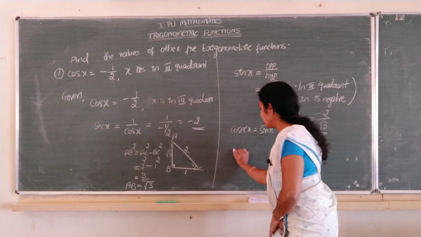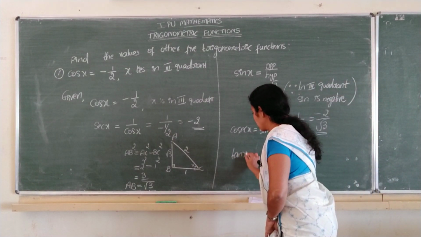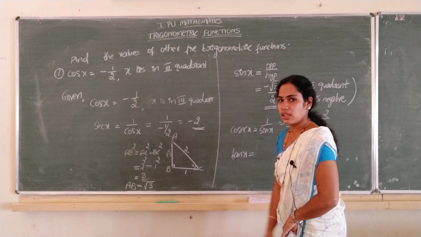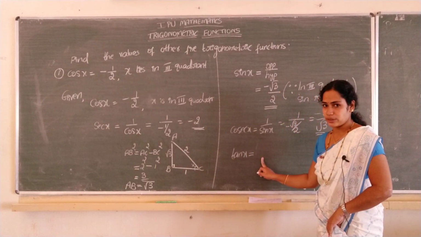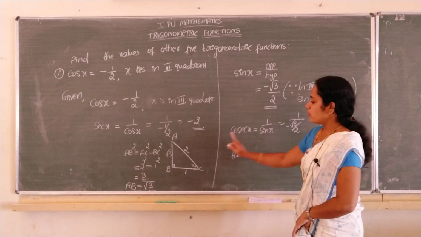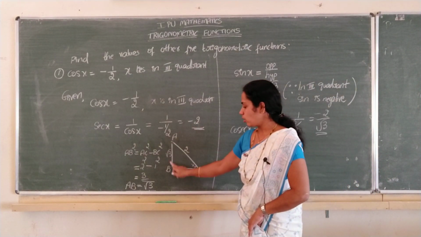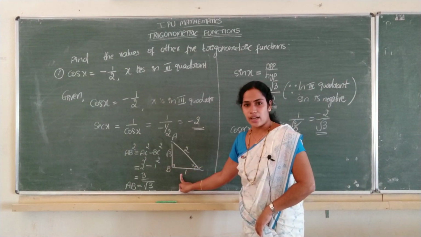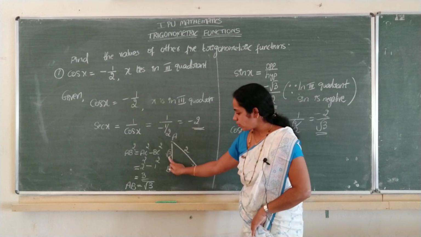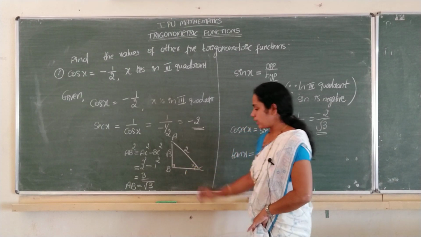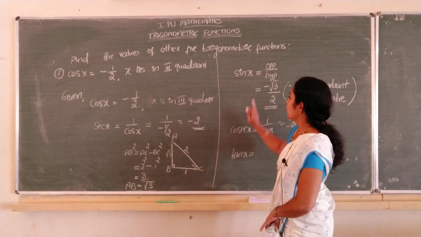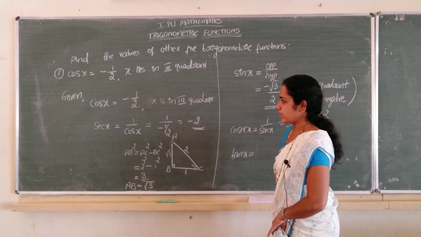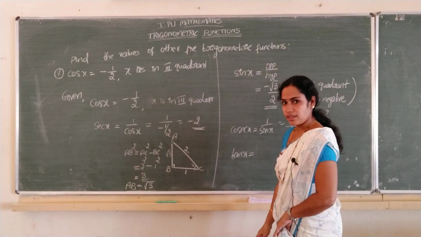Then we need tan x. How can we define tan x? Tan x we can write as sin x by cos x also, or from the figure we can write opposite by adjacent also. Which one you find easy? You can apply that. Tan x is equal to sin x by cos x, that is also okay.